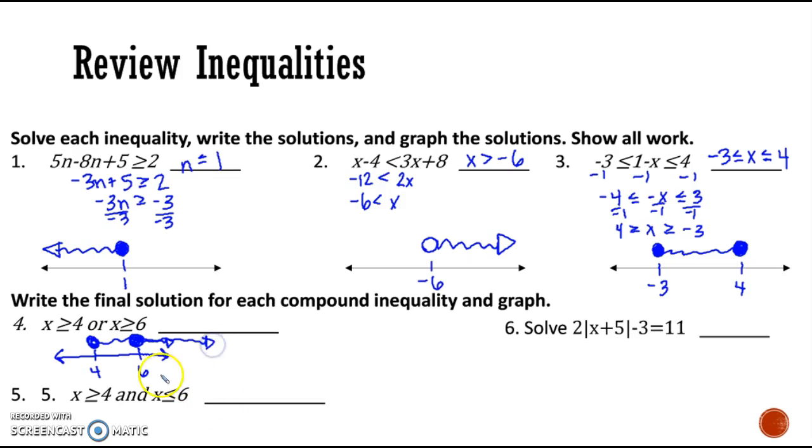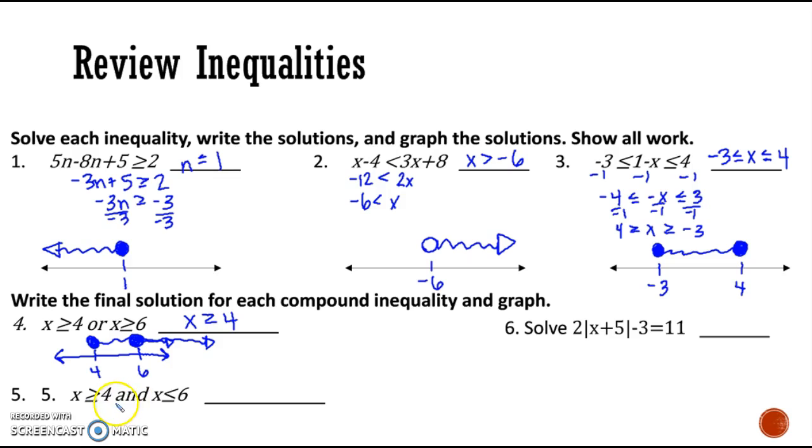So because they overlap each other, and I want one that falls in either category, doesn't have to be both, really I can narrow this down to just saying x is greater than or equal to 4. Because if it's greater than or equal to 4, it's also greater than or equal to 6, and it's either or. So every part of that falls in the category that I want.